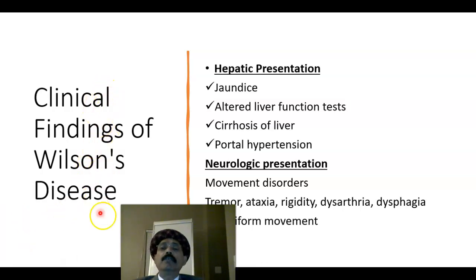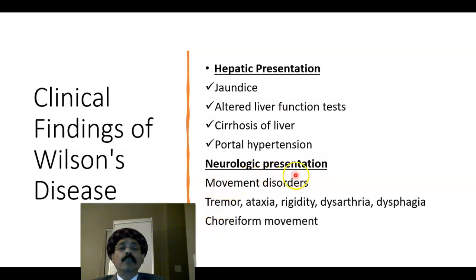So what are the clinical findings of Wilson disease? It is a hepatolenticular degeneration, so the liver and the brain will be affected. In the liver, there will initially be fatty change, steatosis, jaundice, and symptoms associated with jaundice like anorexia, nausea, distaste for food, altered liver function tests, and cirrhosis of the liver will happen. There will be fibrosis and necrosis in the liver substance, portal hypertension, and splenomegaly may also happen.